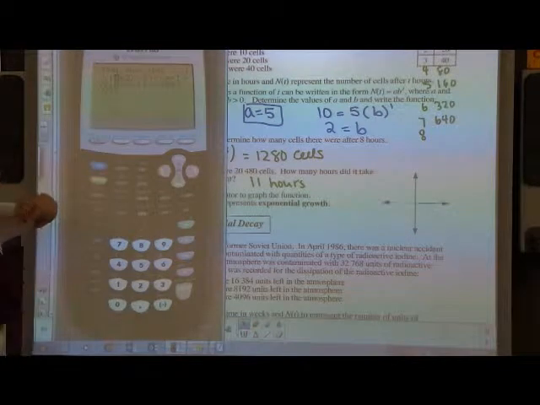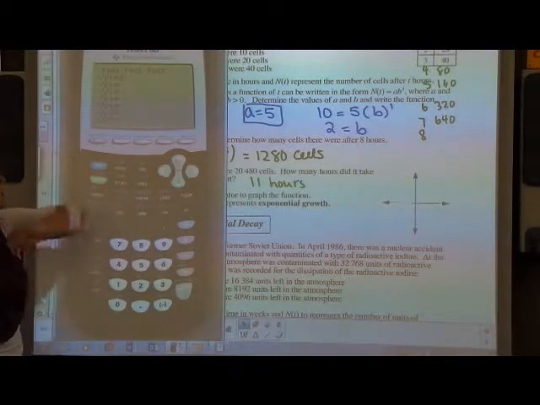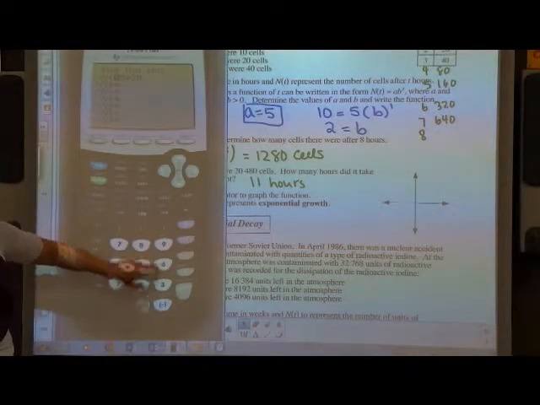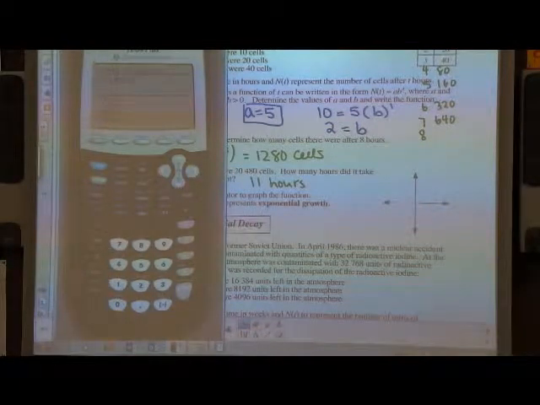Now I have my Y equals. So I clear off any equations that I had. I'm going to have 5 times 2 to the power of x. And then I'll press graph.